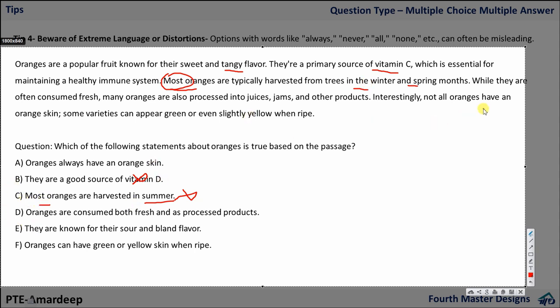Okay. Then while they are often consumed fresh, many oranges are also processed into juices. Many are. Do we have something like that? Oranges are consumed both fresh and as processed products. What they have written? Many oranges. Do we have many oranges here? No. Then, interestingly, not all have an orange skin. Some varieties can appear green. Oranges always, no. Some can have even green also.